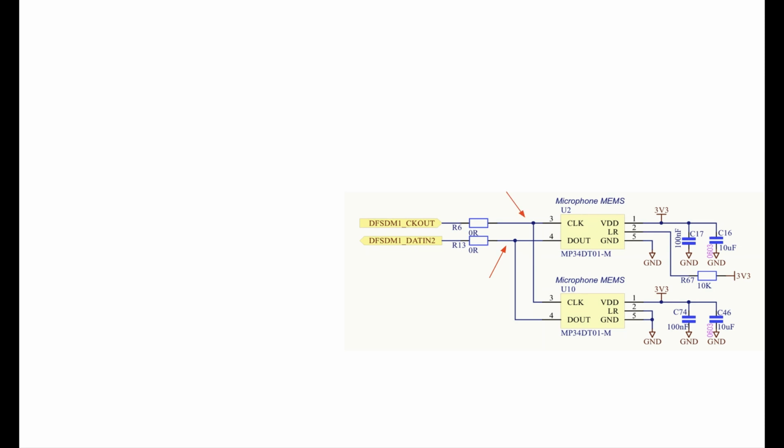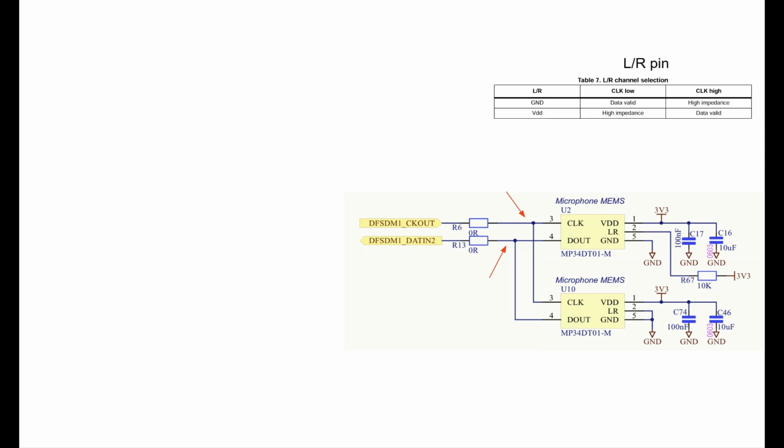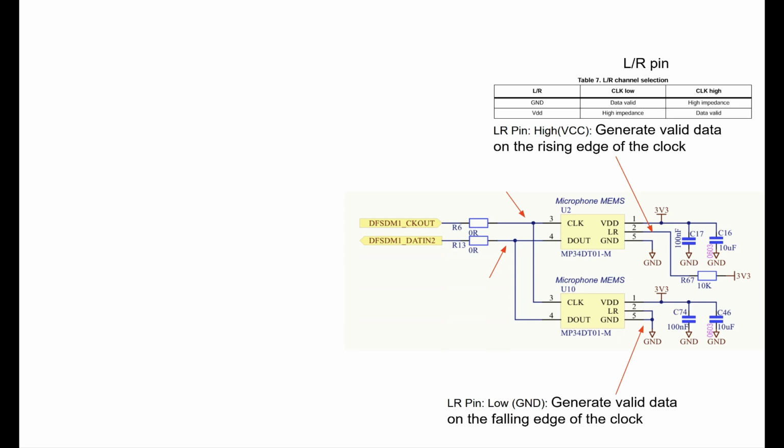This is a common technique for stereo audio recording. MEMS microphones have a pin called right or left selection mode. If this pin is connected to VDD, the microphone generates valid data on the rising edge of the clock. If this pin is connected to ground, it generates valid data on the falling edge.